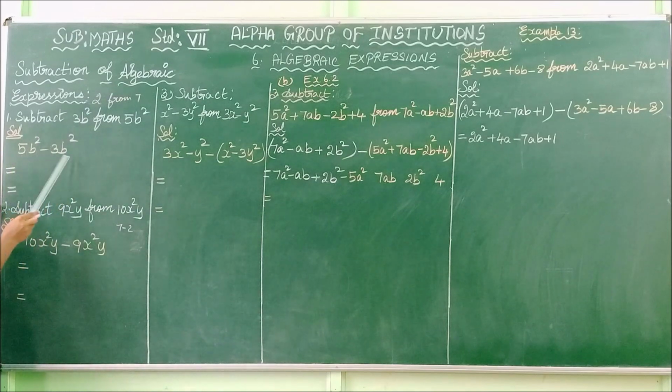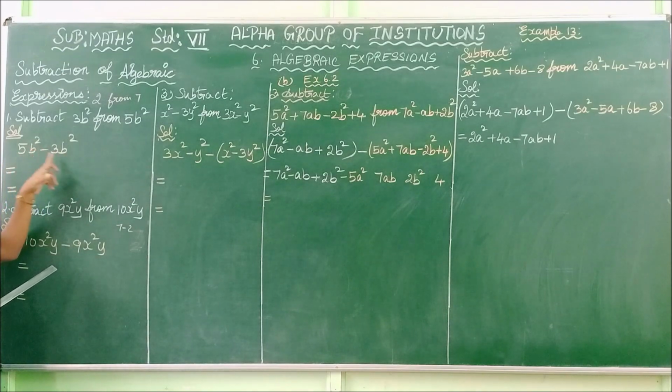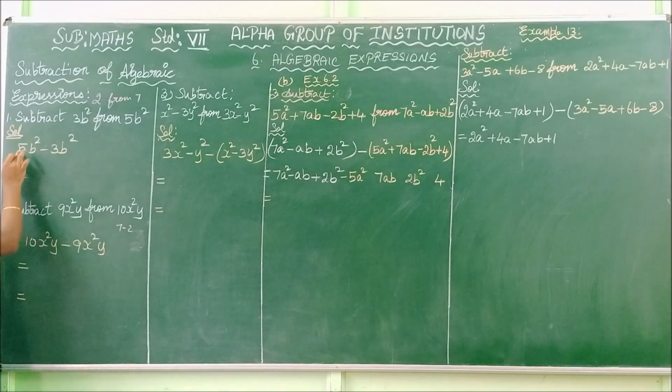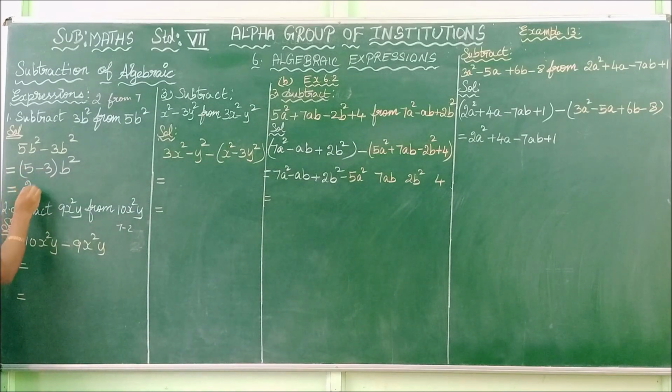Okay. Before evaluating these two expressions, you have to check whether they are like terms. Thus the given two terms are like terms. In order to evaluate the like terms, you have to evaluate the numerical coefficients. So what is the numerical coefficient here? 5 and minus 3. Beside the numerical coefficient, you have to write the variables. So what is the variable here? b square. So you have to subtract 5 minus 3. What is your answer? 2. So 2b square.